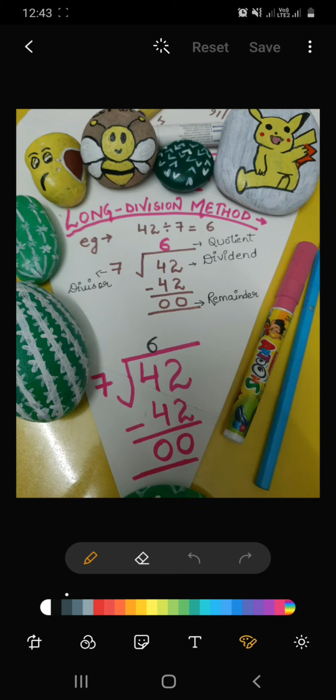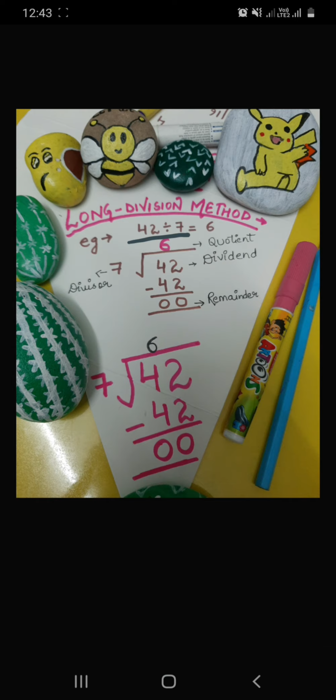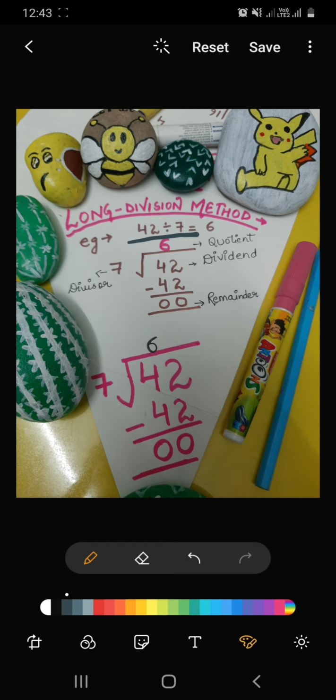Okay, now study about long division method. We have studied short division method, that was very simple, and long division method is also very similar, only little difference is there. So you can see the heading long division method, and an example is written 42 divided by 7 is equal to 6. Now you know the meaning of 6 and it is called the answer.